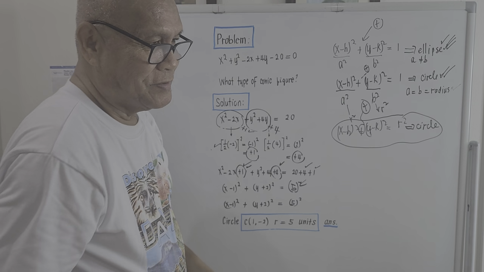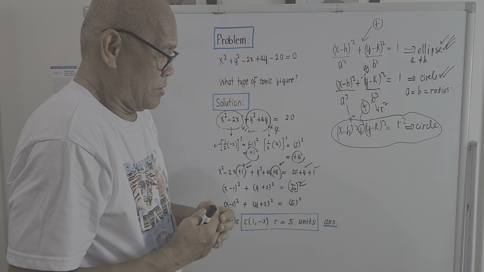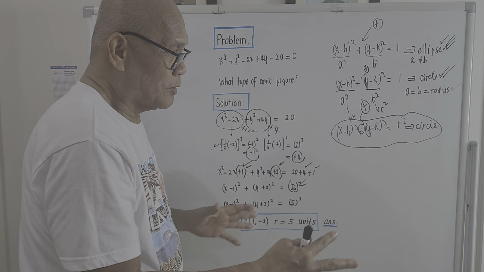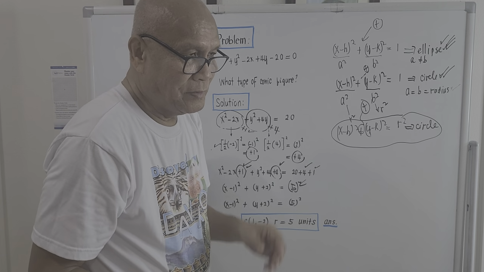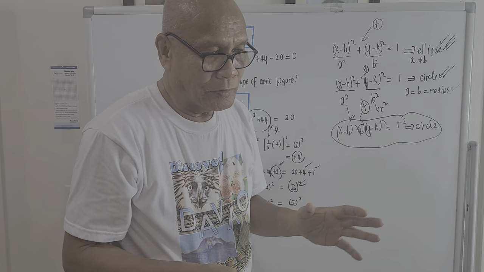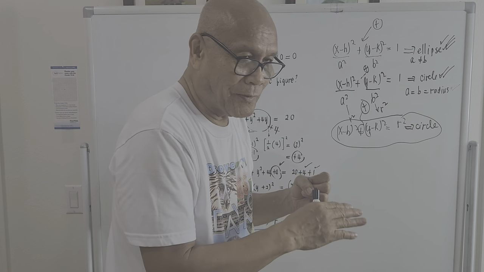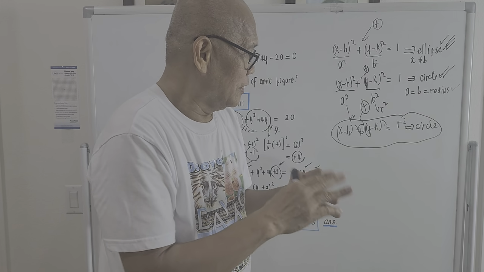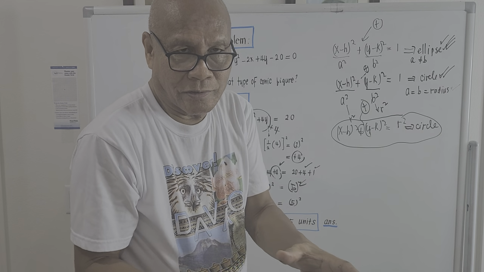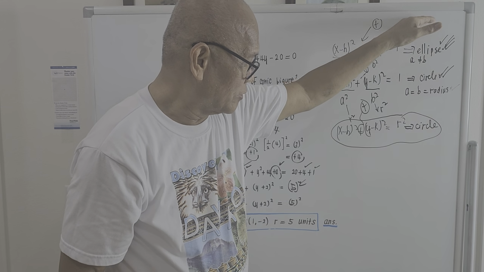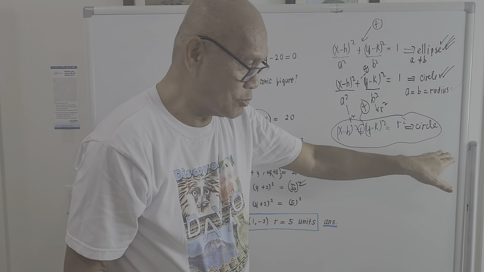Okay, that's it, guys. That's the way how to convert an expanded form to the so-called standard equation for us to determine if a given quadratic equation involving x and y, without the xy term, is really a hyperbola, parabola, ellipse, or a circle. But for this one here, we got only two choices. It could either be an ellipse or it could be a circle. And what comes out is this form here, so it should be a circle.